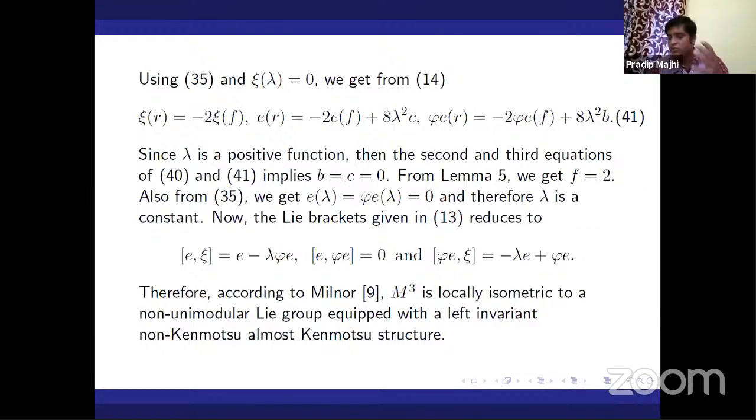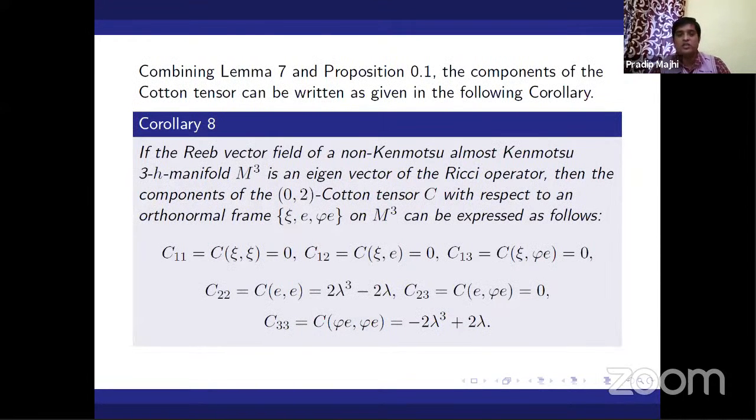Now we'll use this proposition with lemma 7. If we combine proposition 3.1 with lemma 7, we have the coefficients of the Cotton tensor as this. There are six coefficients of the Cotton tensor. The extra condition in this case is that the Reeb vector field is an eigenvector of the Ricci operator Q. That's why we have this shorter form of the (0,2)-type Cotton tensor in corollary 8.